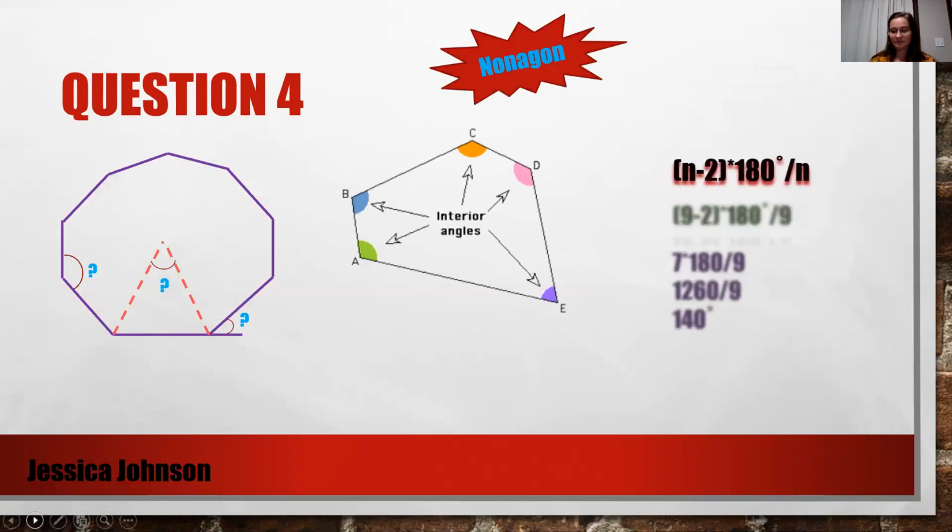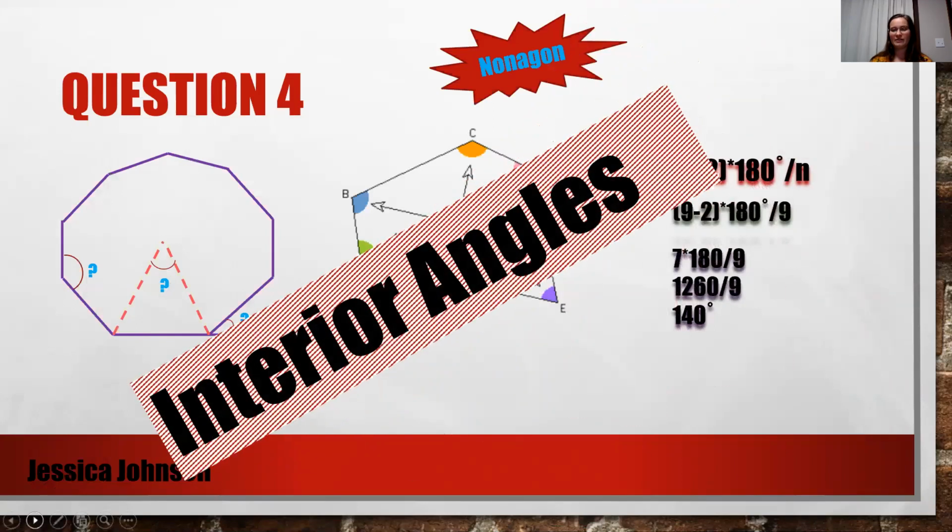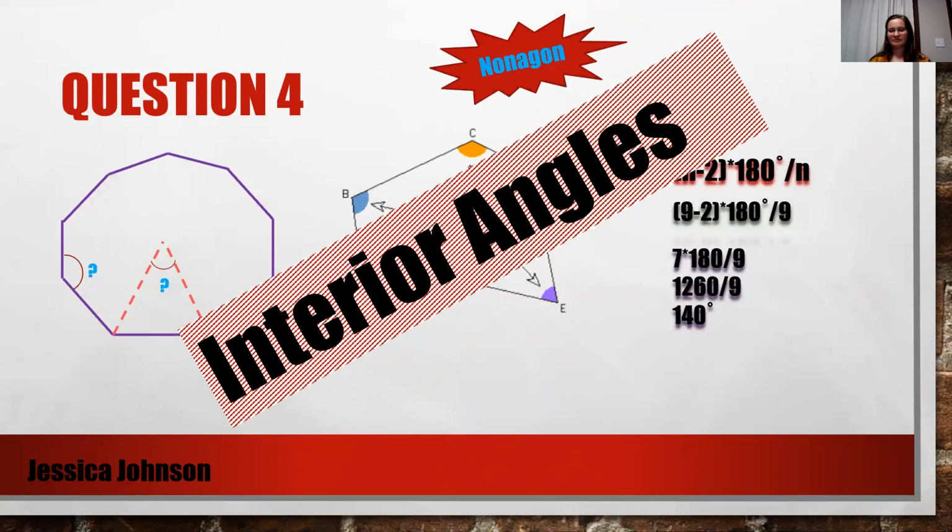Easy, right? So fill in the formula and solve. n minus 2 times 180 degrees divided by n. n minus 2 times 180 degrees divided by 9. You get 7 times 180 divided by 9, and we have a total of 140 degrees. And this, mathematicians, is how you solve interior angles.